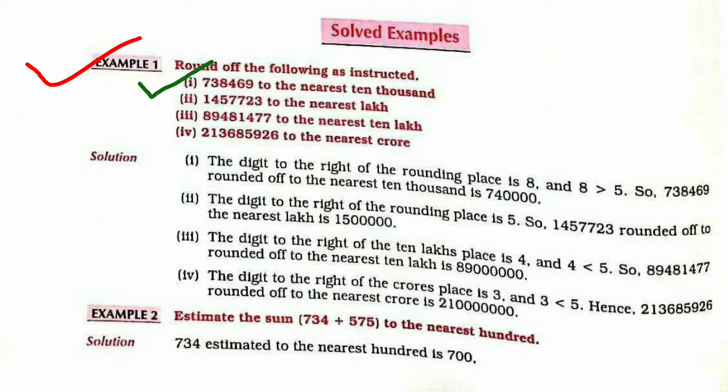At the place of 10,000, 3 is there, so we will see just the next number to the right, which is 8, and we know that 8 is greater than 5. As per the rule, if the number is 5 or more than 5, then we will add one to the rounding place. So after adding one, the nearest 10,000 is 7,40,000. We can solve all these types of questions in the same manner. Let us try exercise questions.